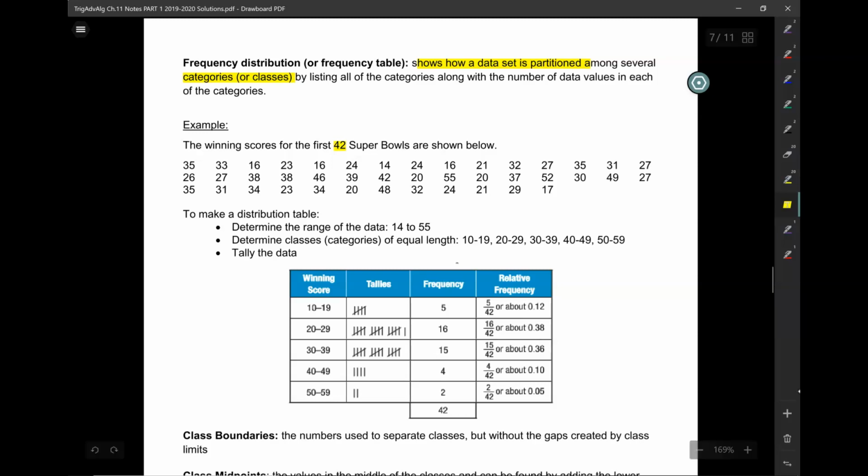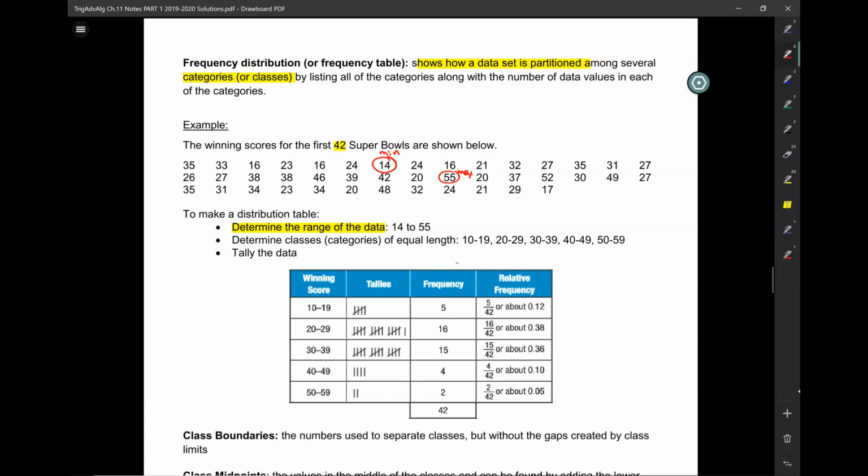To make a distribution table, here's what we're going to do. First, we want to determine the range of the data. In this case, what you want to do is find your lowest score and find your highest score. All right, so when you search here, the lowest score is actually the 14. This is the minimum. And the maximum is 55. So these scores range from 14 to 55.